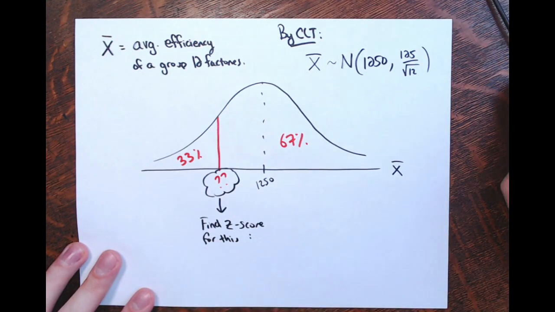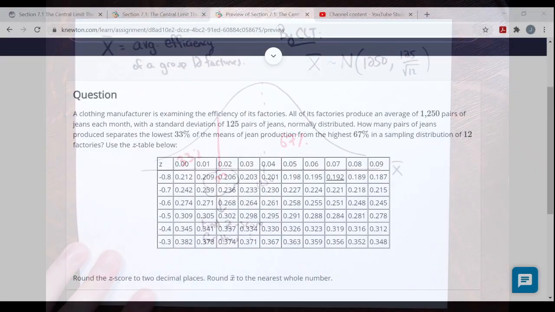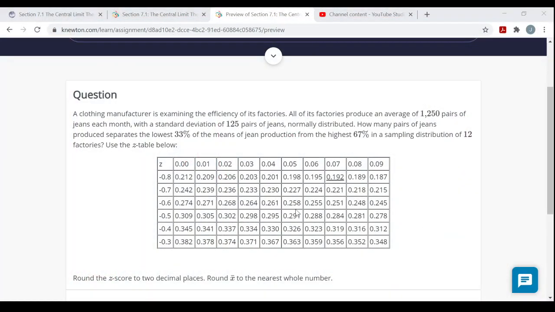All right, so I'm looking at the table. Now remember, the table gives you areas to the left. So I'm looking for the value that's closest to 33% without going over, and there's exactly 33% right here. See, 0.330. So this one doesn't have that issue where I'm close to, but not going over. This is exact. So I see 0.330, 33% to the left.